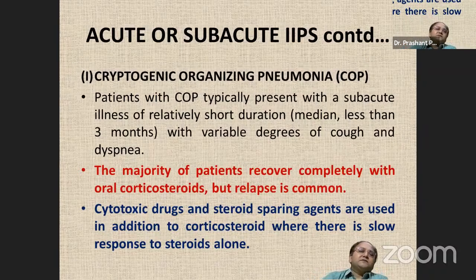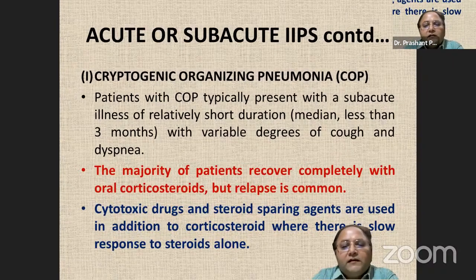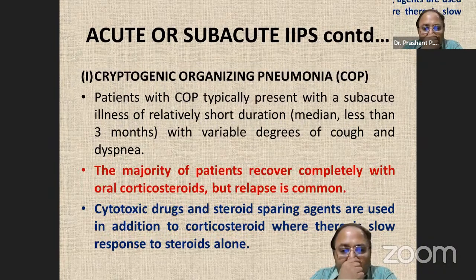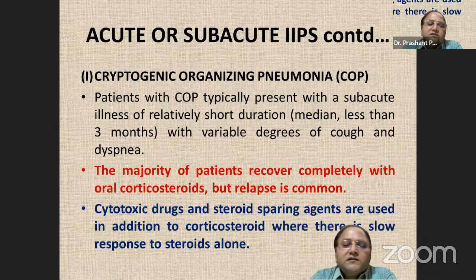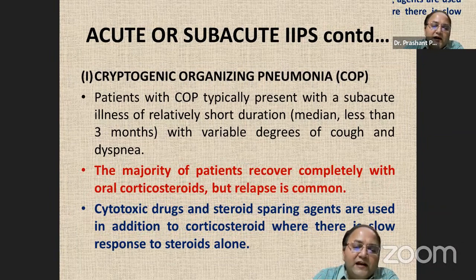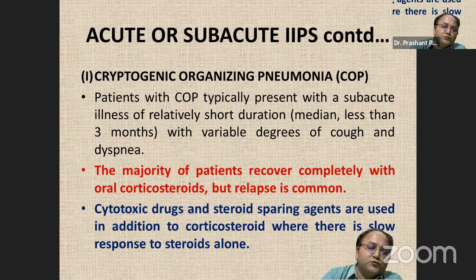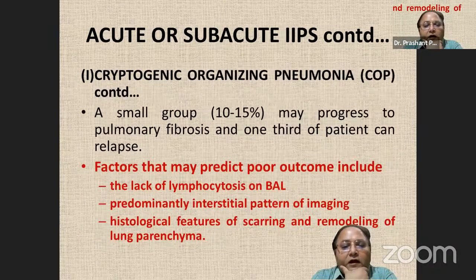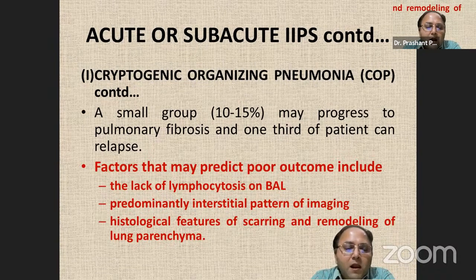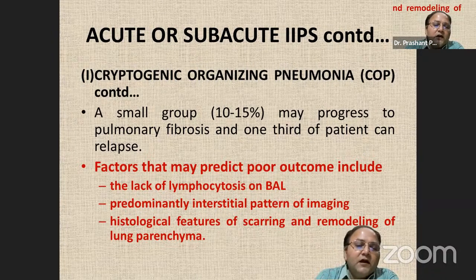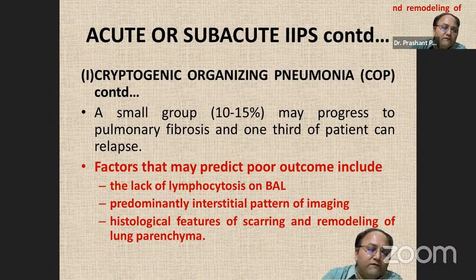Acute or subacute IIPs. In this, we have cryptogenic organizing pneumonia, which typically presents with a subacute illness of relatively short duration, median almost 3 months, with variable degrees of cough and dyspnea. The majority of patients recover completely with oral corticosteroids, but relapse is common. Cytotoxic drugs and steroid-sparing agents are used in addition to corticosteroids where there is slow response to steroids. A small group may progress to pulmonary fibrosis and one-third of patients can relapse. Factors that may predict poor outcome include the lack of lymphocytosis on BAL, predominant interstitial pattern on imaging, and histological features of scarring and remodeling of lung parenchyma.